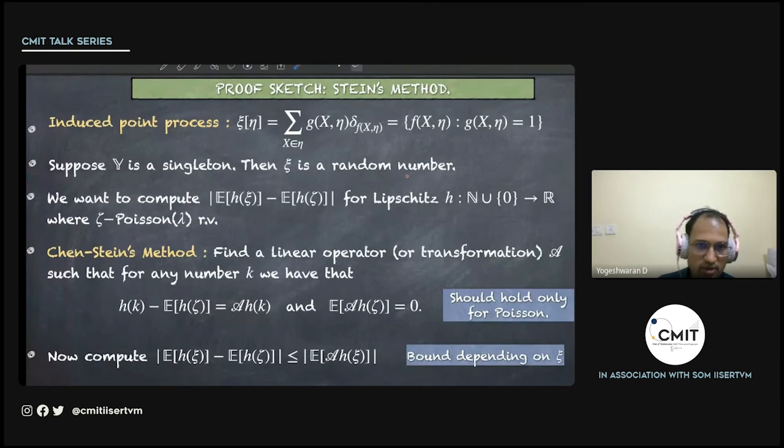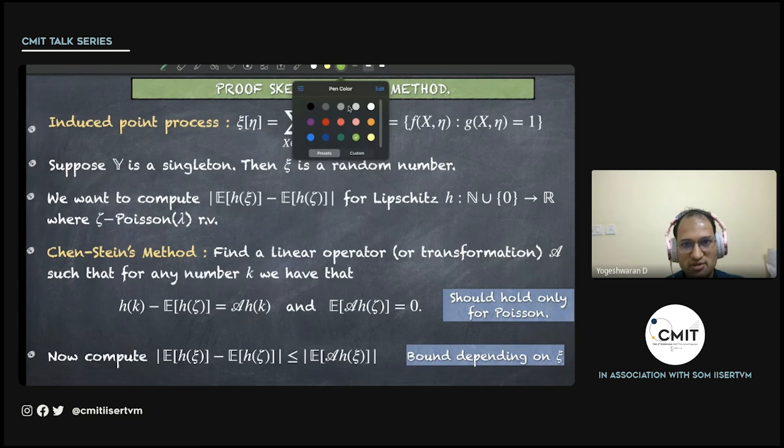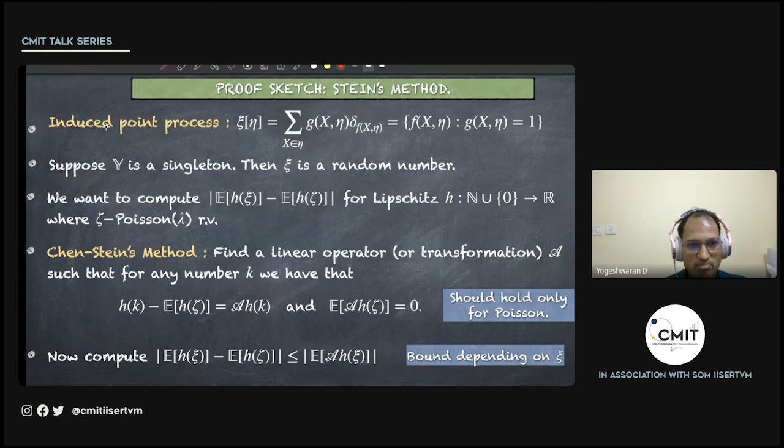So for the proof sketch, let me do one thing. One first point is, forget the first thing. Just think of this. The key thing is this. Let me highlight it. Take xi to be a random number. Okay, say it's a random variable. That is all.